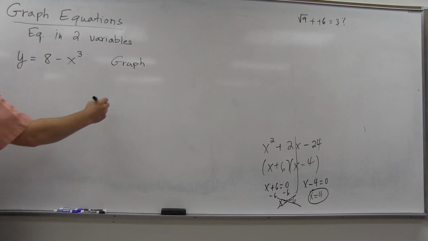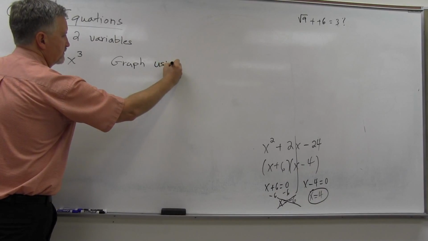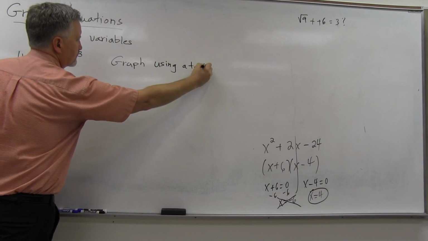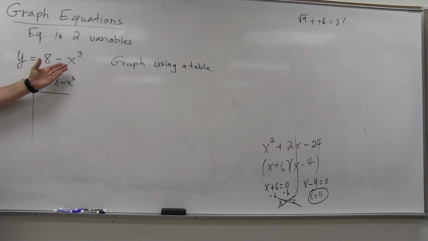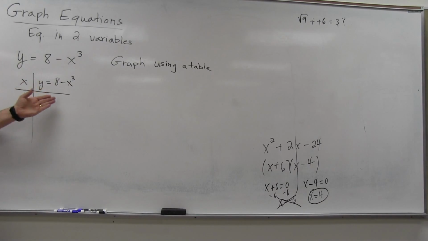And what we're going to do here is use a table. Because as you hopefully know, graphing really amounts to graphing pairs of solutions, right? Because here, one solution would be 2, 0. We're going to graph that point on the Cartesian coordinate system, the xy plane. So we need to get these pairs of solutions, ordered pairs is what we call them.